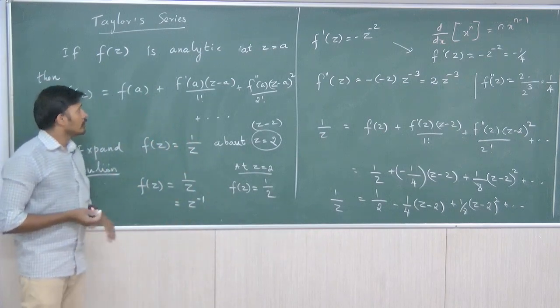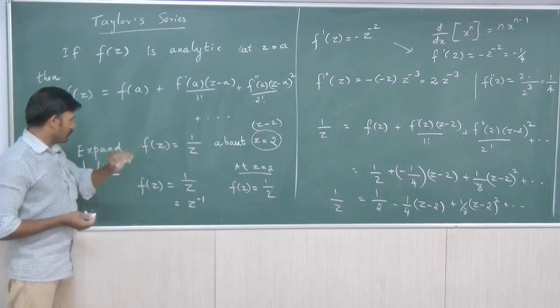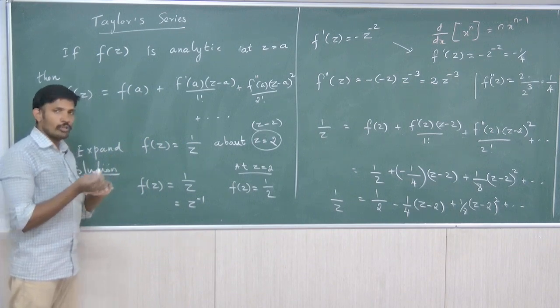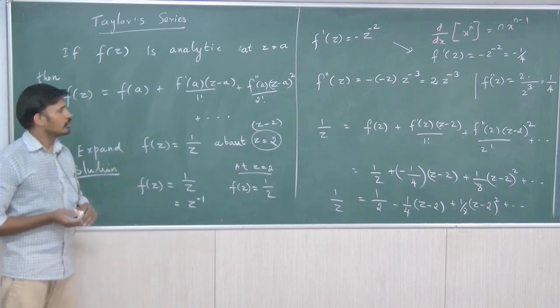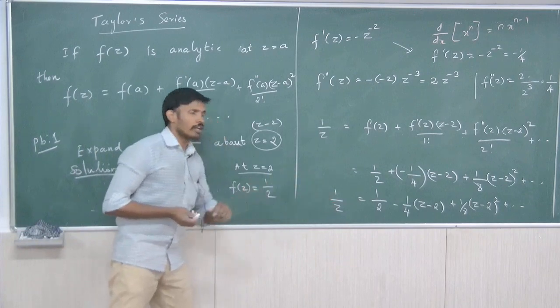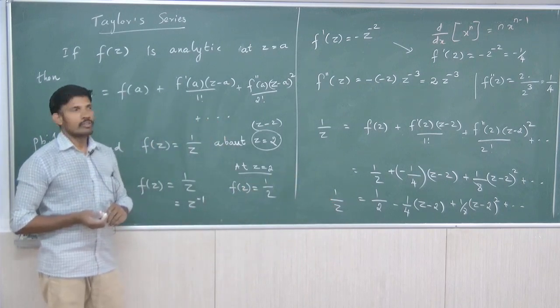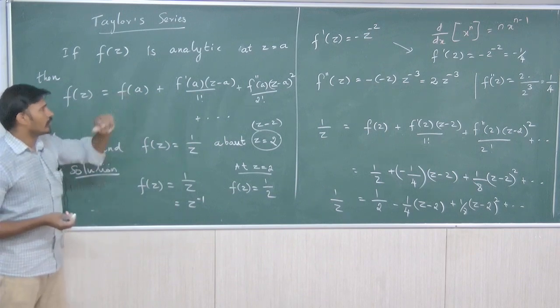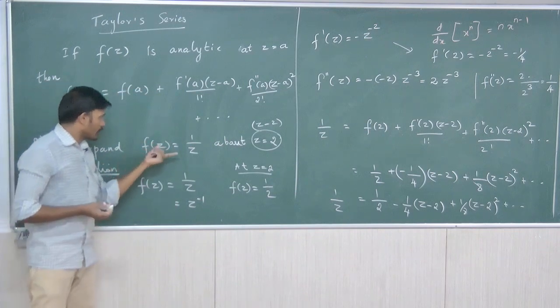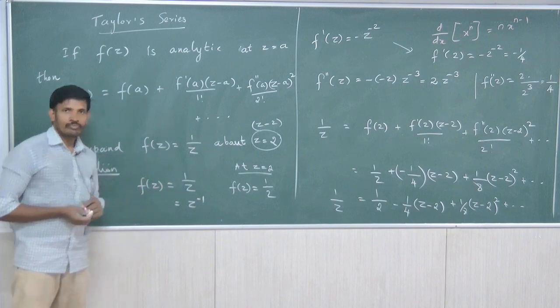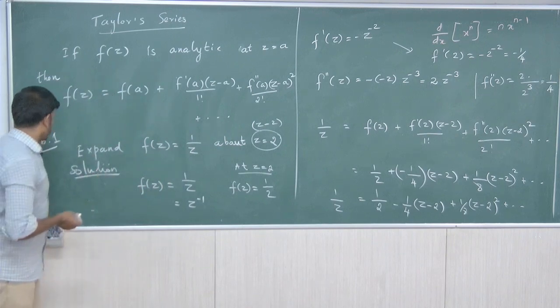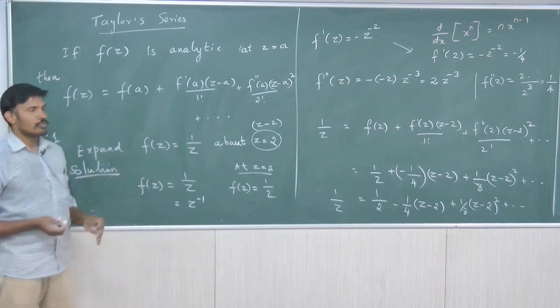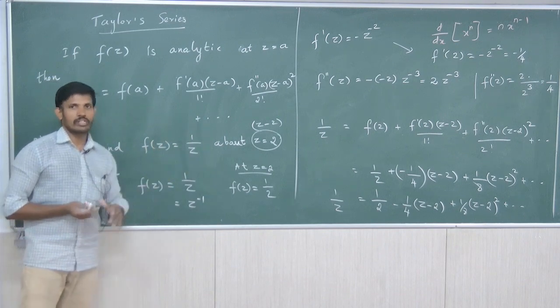Next one is, by using the same function, I am going to use a different methodology to expand, without using this formula. Without using this formula, I am going to expand this function about z equal to 2, right? So it is the first method. You can use whichever one is easy, you can use that method, right?